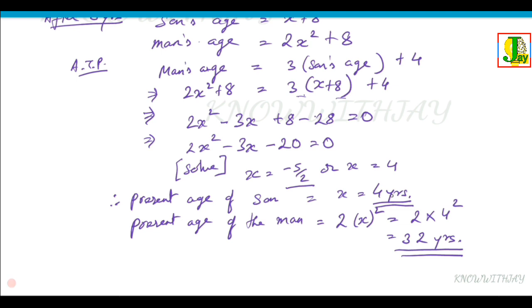If you want to verify, after 8 years, the son's age would be 12 years, and the man's age after 8 years is going to be 40 years. And if you compare the condition, we have 3 times the son's age, that's 3 into 12, 36, plus 4 is the man's age, that's 40. So our solution is correct.